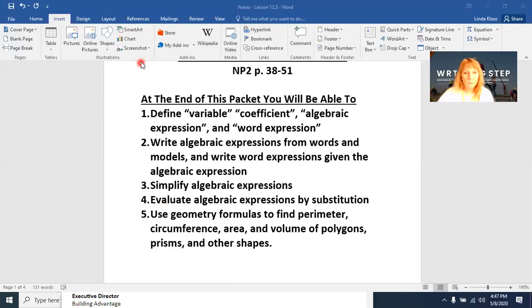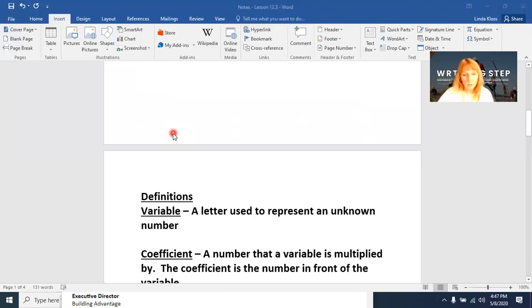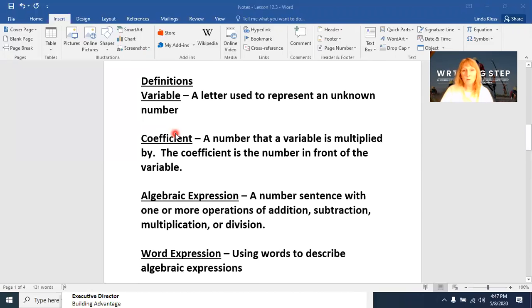So let's get started with a few definitions. Some definitions you have to be aware of. A variable is a letter used to represent an unknown number. Like the letter X is used frequently. Some other ones might be N, that's used a lot as well. The coefficient is the number that a variable is multiplied by. The coefficient is a number in front of the variable. So for example, if the variable is X, the coefficient might be the 3 in front of the X. That means 3 times a number, an unknown number.